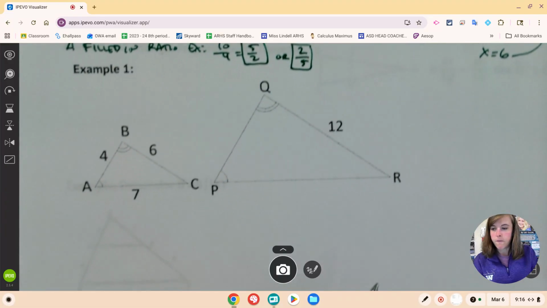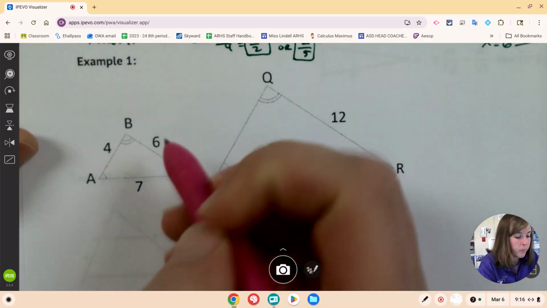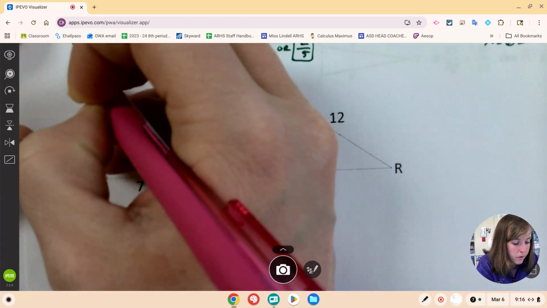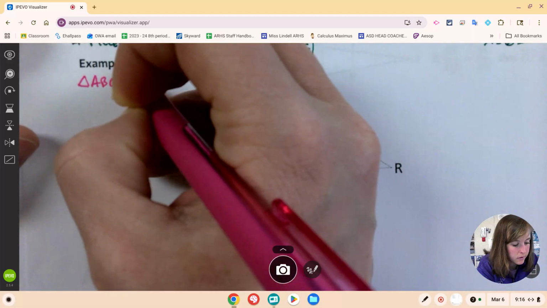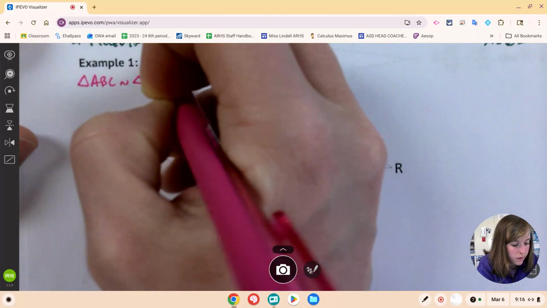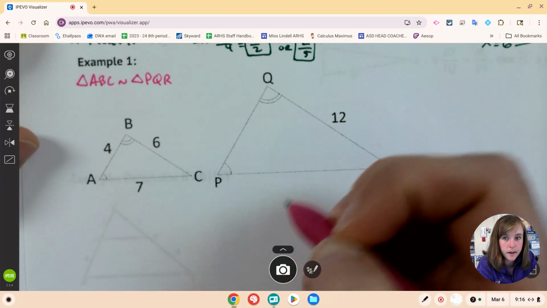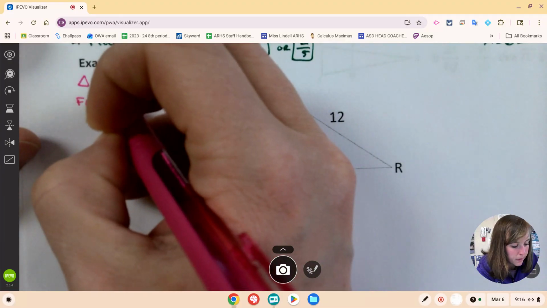All right, for our first example down here, it's really kind of more like our second example, I guess, at this point. But anyways, we need some information about this picture. We're going to be told that triangle ABC is similar to triangle PQR. And we're going to be asked to find PQ and PR.